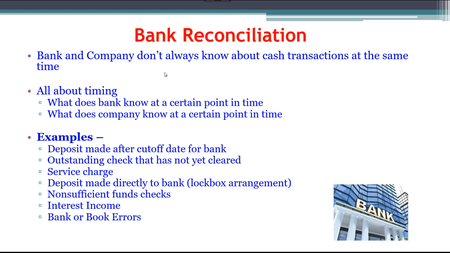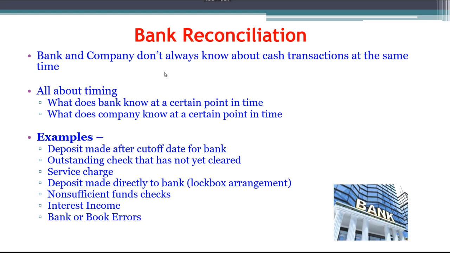It's a valid deposit. Just because the bank didn't know about it when they cut off and did the bank statement doesn't mean it's not a valid deposit. So the company knows about it before the bank does. It might even be mailed overnight. It's still a valid deposit.